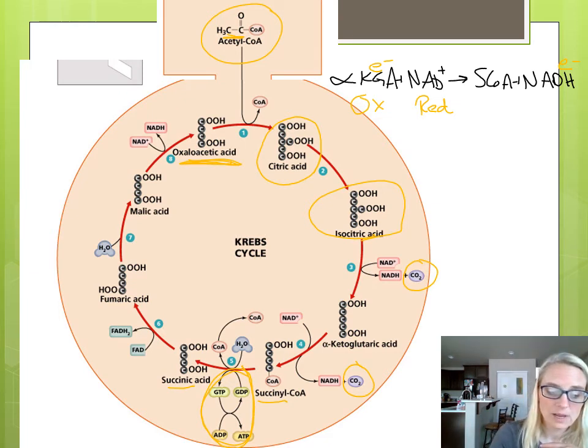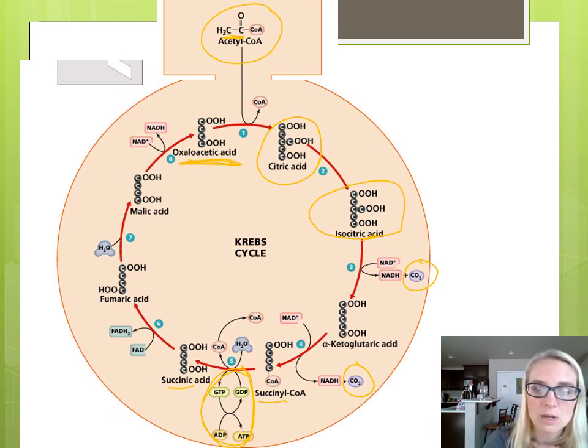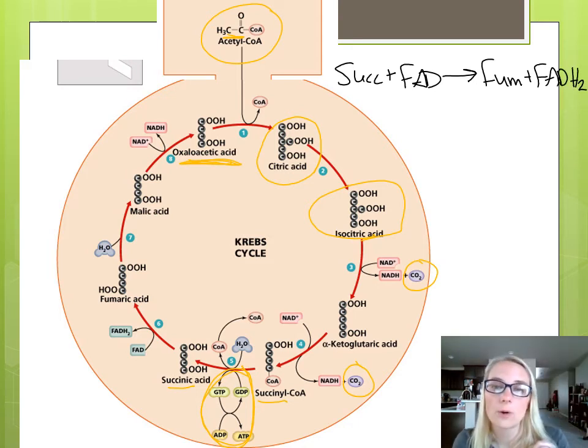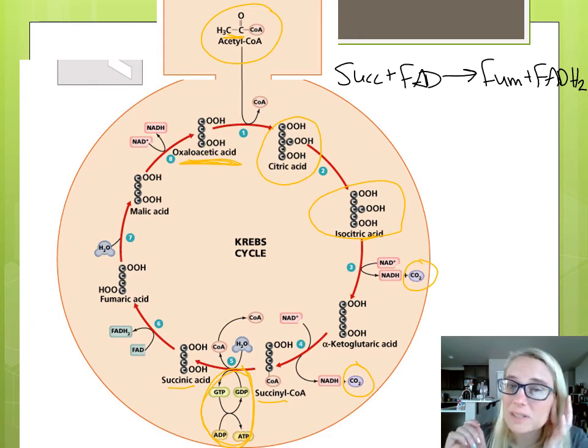Hey, look, we have maybe another redox reaction going on here. Let's write down what we have. We have succinic acid plus FAD, okay, that's new, goes to fumaric acid plus FADH2. Again, I'll give you a moment to see if you can predict who's getting oxidized and who's getting reduced. Look for our clues of where maybe somebody gained a hydrogen. Remember, electrons are going to be traveling along with the hydrogen.